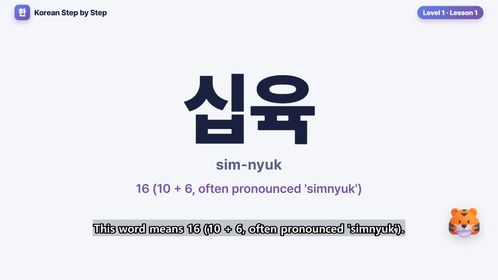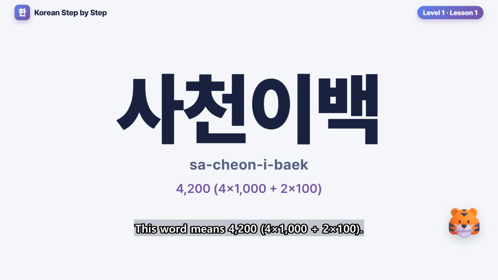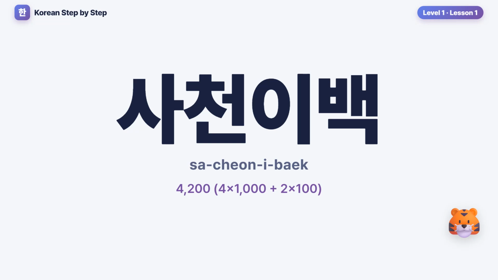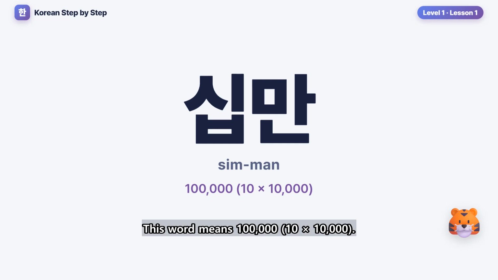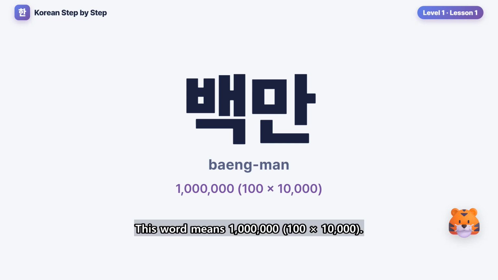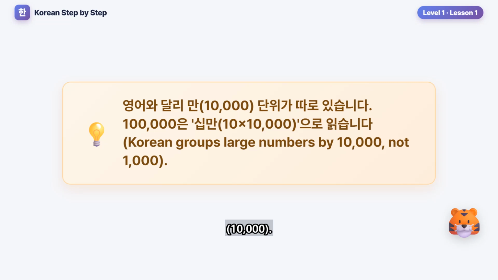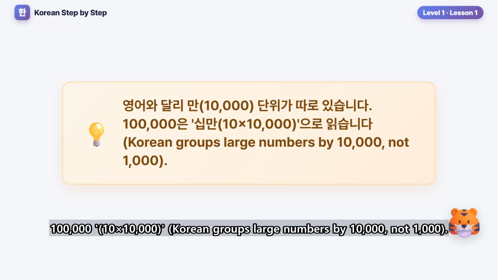This word means 16 plus 6, often pronounced simnu. Listen. 16. 4200. This word means 100,000. 10 times 10,000. Listen. 10만. 100만. 100,000. Korean groups large numbers by 10,000, not 1,000.